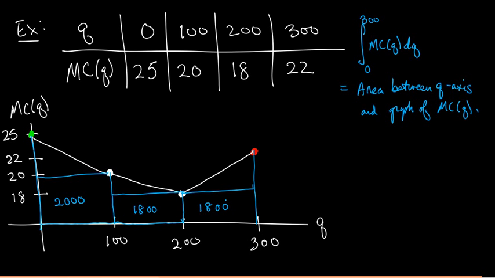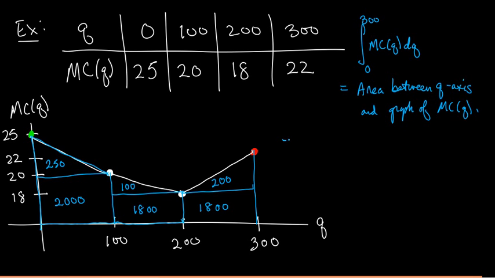Now let's compute the areas of the triangles. This first triangle up here has a height of 5 and a length of 100. So the total area will be 5 times 100, but then divided by 2. So that's 250. The next triangle has height of 2 because the distance between 20 and 18 is 2, and length 100. So 100 times 2 is 200, but divided by 2 is 100. And finally, the last triangle has height of 4 and length of 100. So the area is 200.